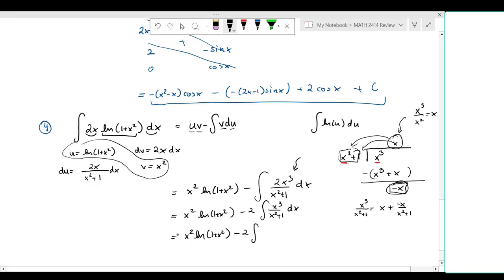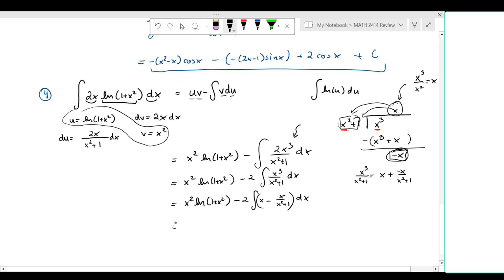Okay, so this rational function can be simplified as x minus x divided by x squared plus 1. Yeah, so this kind of integration by parts with the log is a good place to also test you for partial fraction decomposition on the other side, right? Kind of a double jeopardy type of thing. All right, and then we anti-differentiate x.